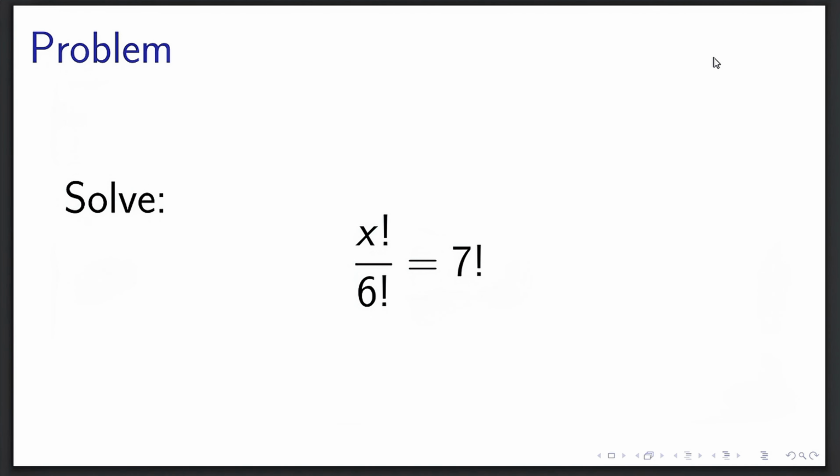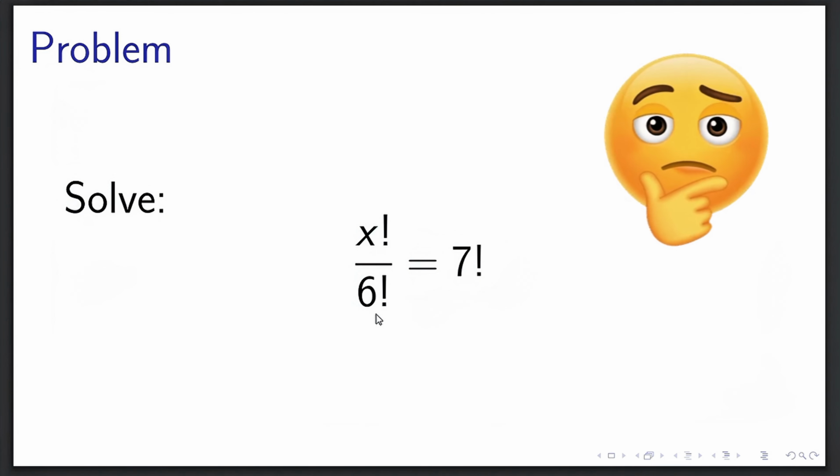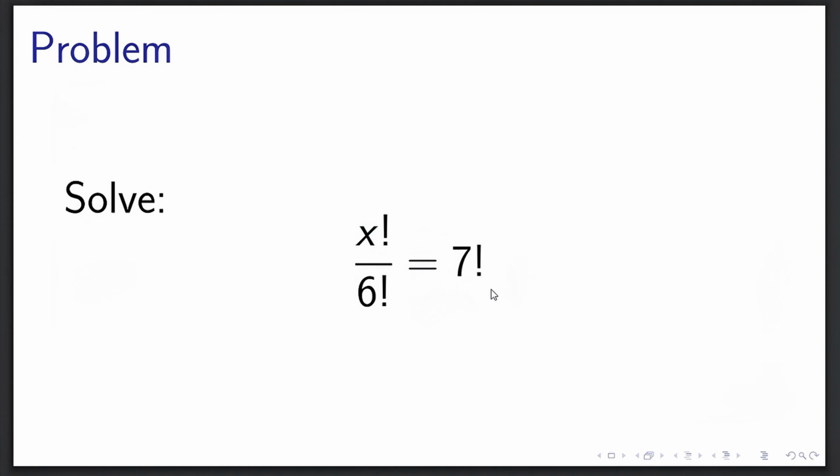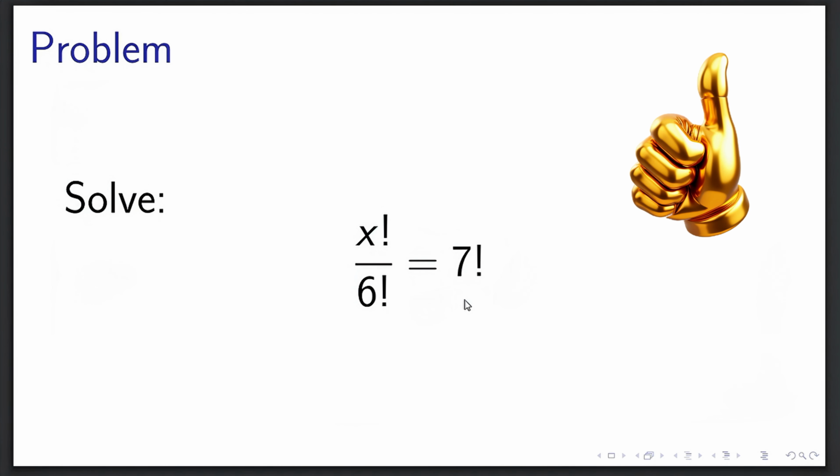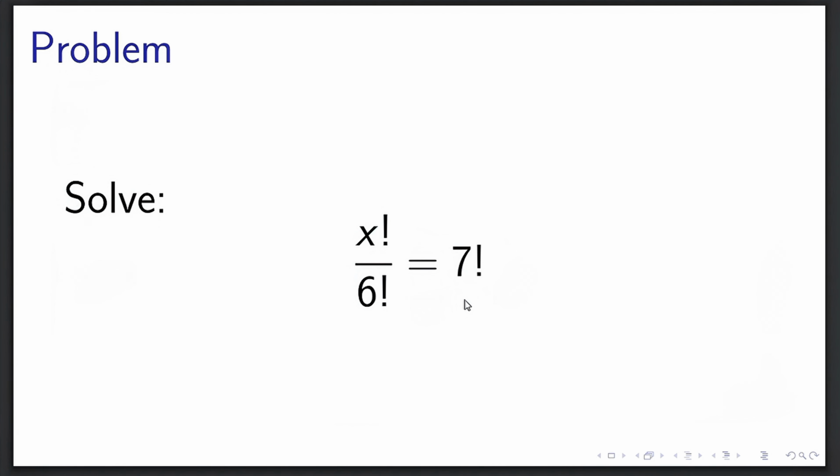Hello everyone, we have a problem: x factorial over 6 factorial is equal to 7. We need to find the value of x in this case. So let's start this problem. I'm going to solve this problem now.